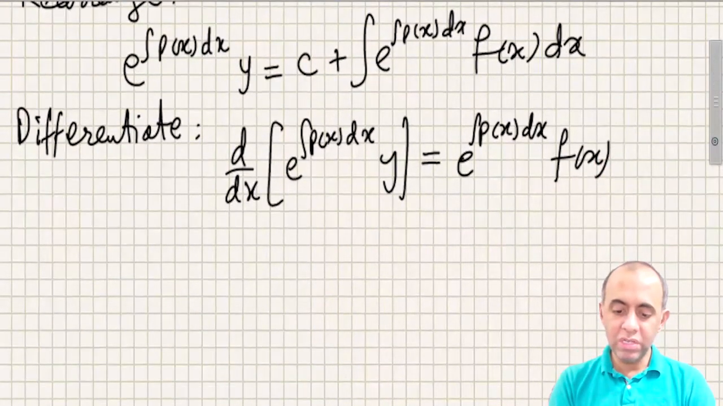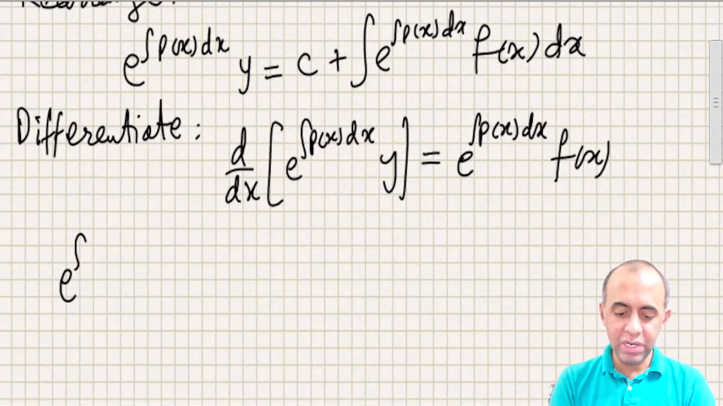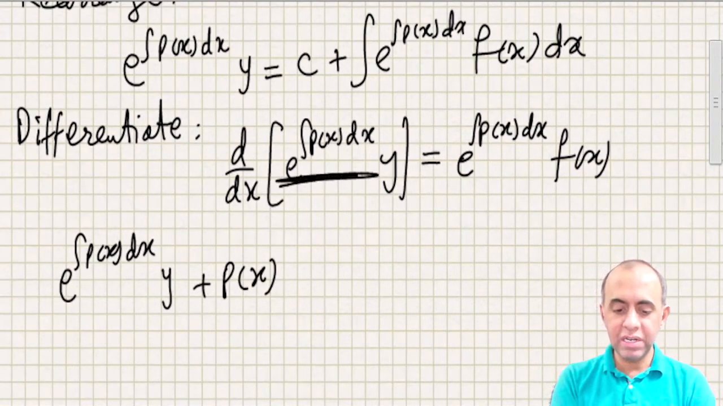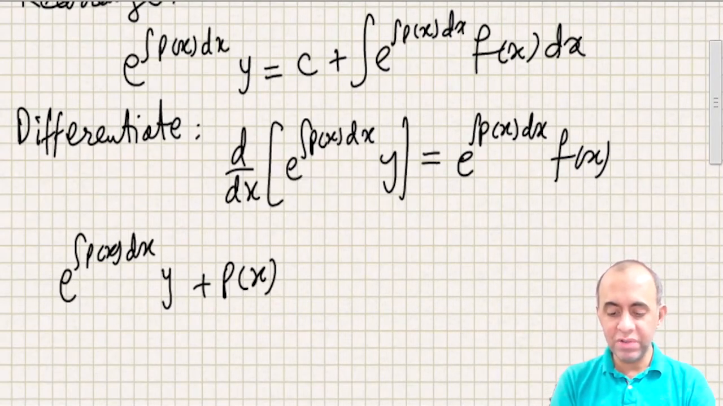Using the product rule on the left hand side, we get e to the power integral p of x dx times y plus p of x. We are taking the derivative of this, and the power would come to the front, which is the integral of p of x dx, and we will take the derivative of that. So this is the final result.